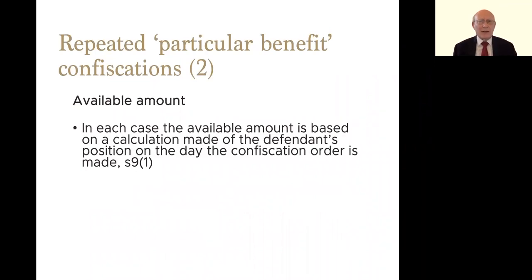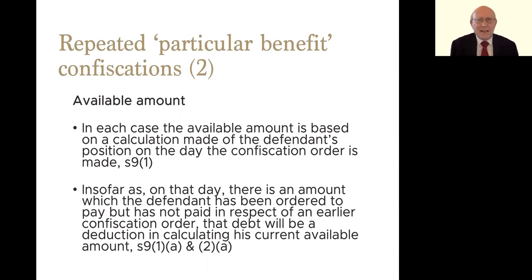In terms of available amount, it's just the same. The available amount is calculated on a calculation made of the defendant's position on the day. And of course, if he still has an outstanding amount in relation to an earlier confiscation order, an amount which he's been ordered to pay and has not paid, then that's going to be a deduction from his available amount this time, so that he can still be chased for that under the old order, and his available amount is reduced by that liability. So should be straightforward.